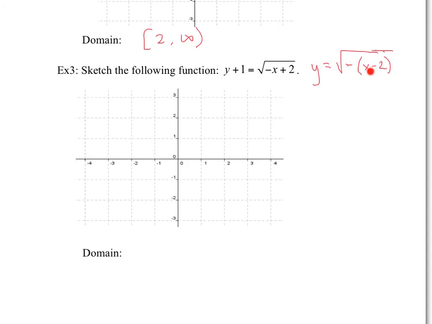Again, if you can just expand this to check if it works, this is negative x, and this becomes positive 2. Same thing. And don't forget we have this negative 1 at the end here. Okay? So without stating all the different transformations, I think we can just describe them as we go here. So this negative here, notice that it's inside the square root, it's attached to the x. So this would be a reflection over the y-axis. So this is a horizontal reflection.